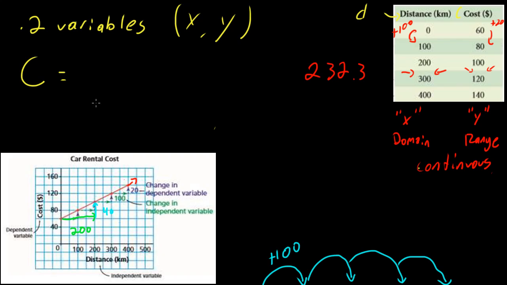And it kind of goes something like this, where our dependent variable is going to equal our rate of change, and that's going to be multiplied by our independent variable, d, and that's going to be added on to our initial value, or you can say starting value. And again, this start value is for our dependent variable.